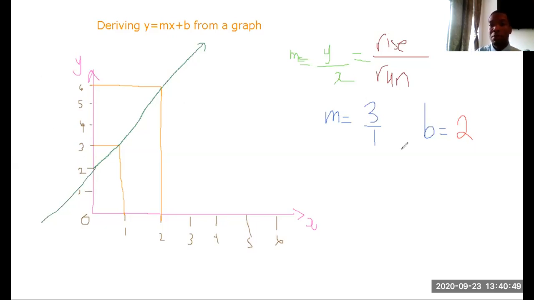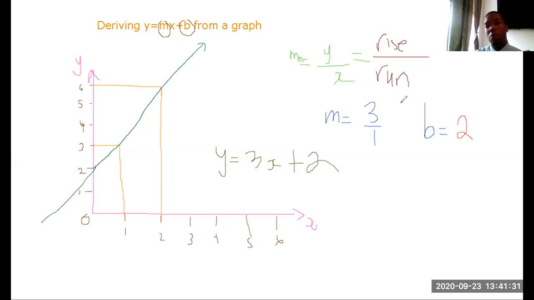And then the slope is my rise over run. So to find the slope, I go up and then over, and I see where they connect. And then for my b, I see where the line intersects the y-axis. So my equation would be y equals m, which is 3, and then I put x back, and then b is 2, plus 2. And that's how you write your equation.